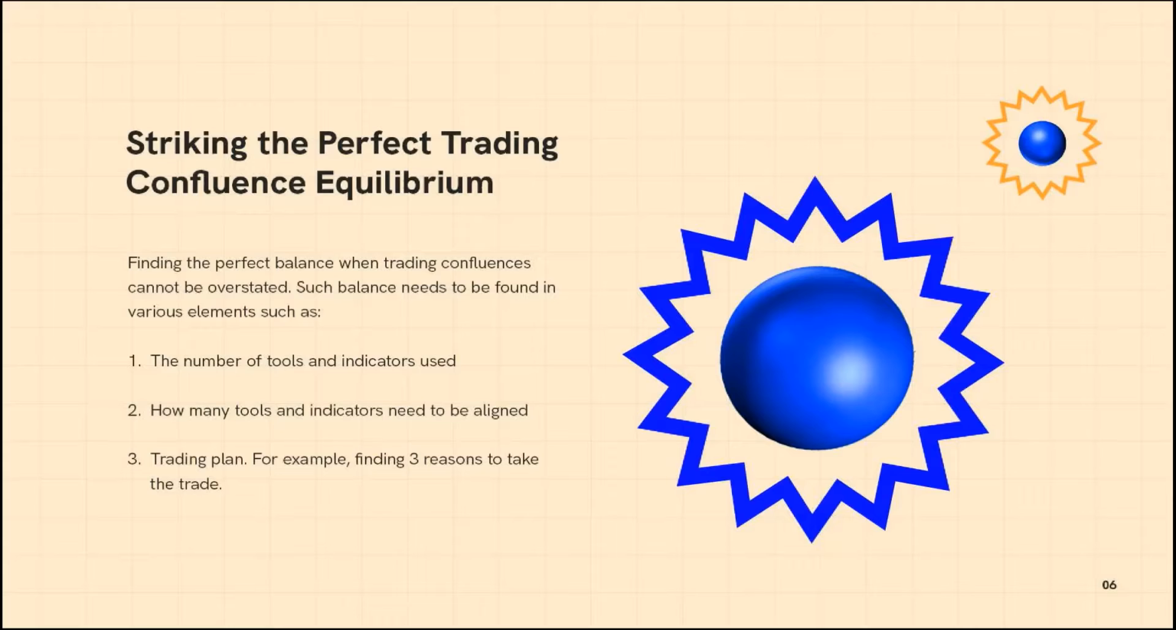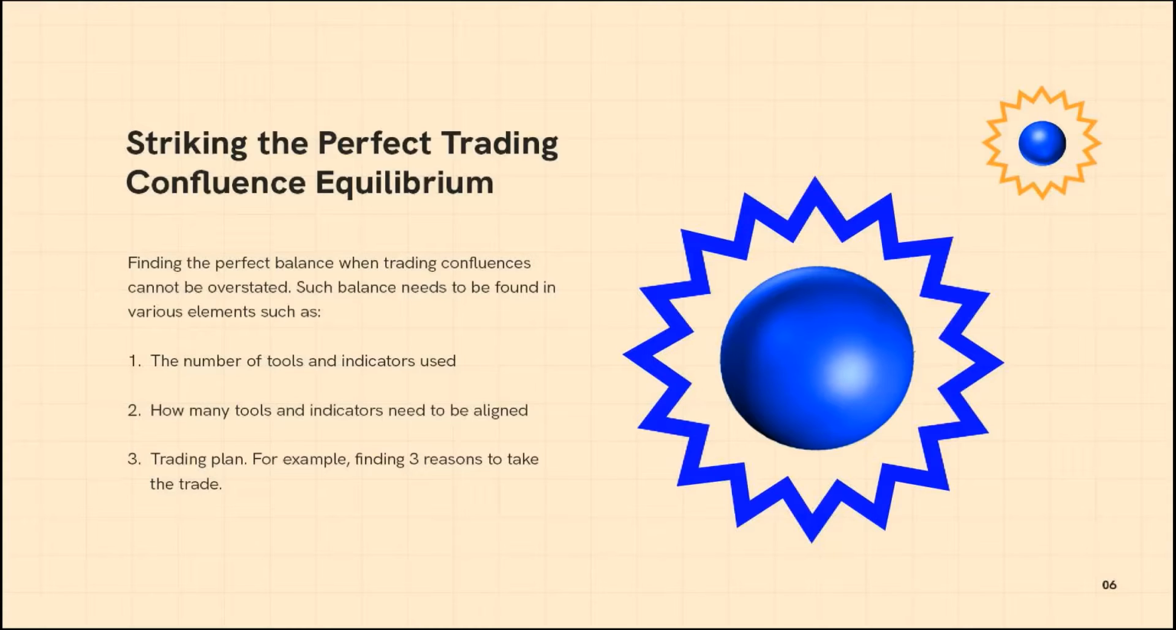number one, the number of tools and indicators used. Keep it minimum. I know you want to make a lot of profits, but keep the indicators minimum. Three at most. You have price there. Price is not enough sometimes, so you need more confluence, but keep it at three at most. How many tools and indicators need to be aligned? What and what do you want to see before you place that trade?